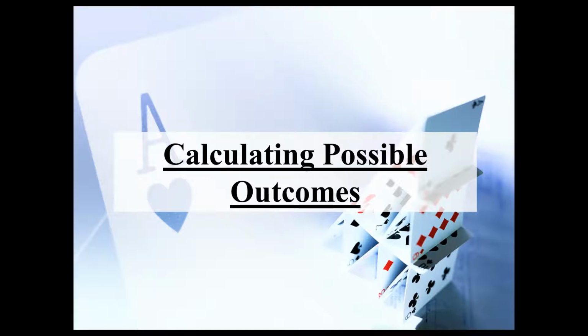Hello again, grade 8s. In today's lesson, we're going to look at how we can calculate the total number of possible outcomes of an experiment, but we're going to focus more on how to do this without actually constructing a table or a tree diagram, which could potentially save us a little bit of work. So it's kind of like an alternate method to determining the total number of possible outcomes.